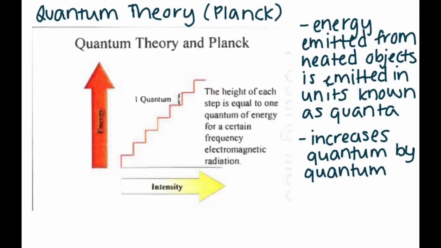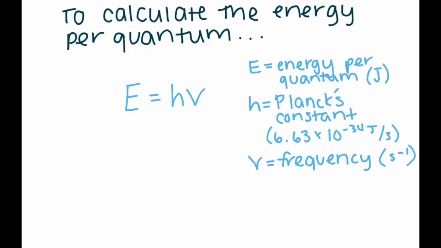It either increases a full quantum or not at all. And he also determined that the magnitude of a quantum depends on the frequency of the electromagnetic radiation being applied. And since the magnitude depends on the frequency, we can also infer that as frequency increases, then the energy per quantum will increase as well. And this is our equation to calculate the energy per quantum.